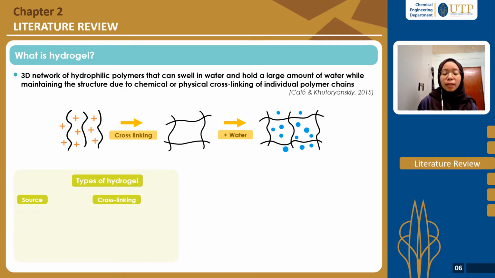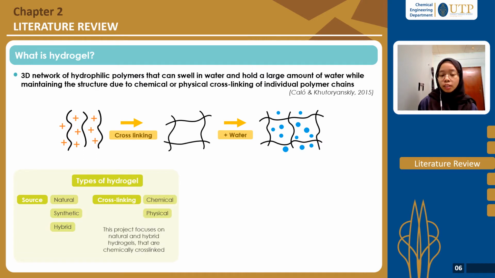So, hydrogels can be classified in many ways, but in this presentation, I will only focus on two ways, which are the source and also cross-linking. To classify hydrogels according to source, they can be natural, synthetic, or a combination of both, which is hybrid. And according to cross-linking type, they can be chemically or physically cross-linked. So in this project, we'll be focusing on natural and hybrid hydrogels, and the hydrogels are chemically cross-linked.